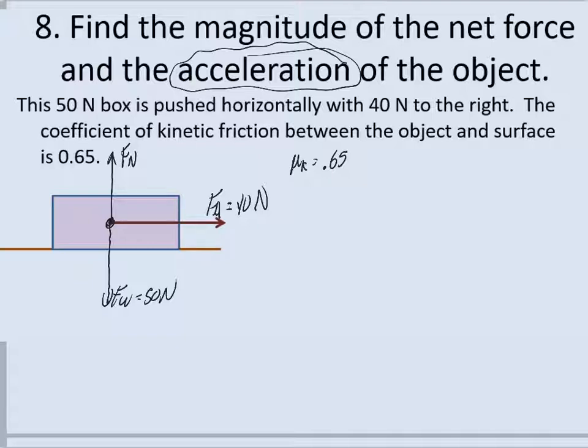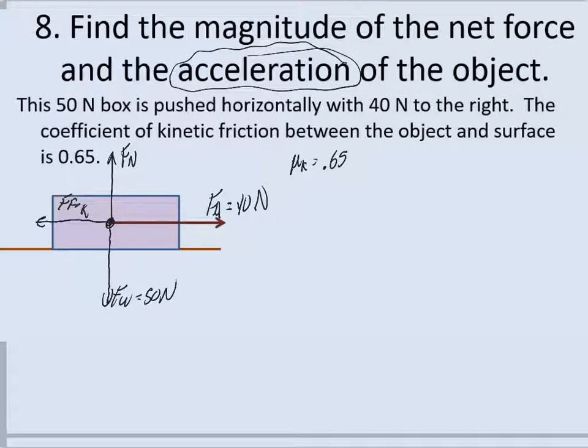Which way will friction be? Well, if the object's being pushed to the right, friction's always opposite the motion, then we know the friction force is going to be to the left. So that is the force of friction kinetic. All right, so our free body diagram looks good. And now we have to set out to find the net force.